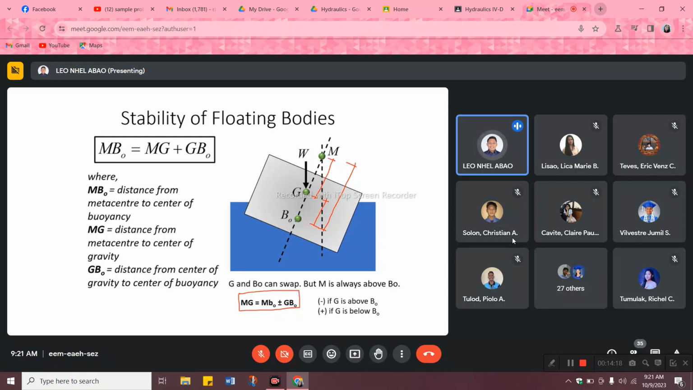It depends on the drawing or the problem whether G is above or below BO. If the metacentric height yields a negative, it means it is unstable. If it yields a positive, therefore it is stable. Take note, class: G and BO can swap, but M is always above BO, because M comes from the projection of the vertical lines.